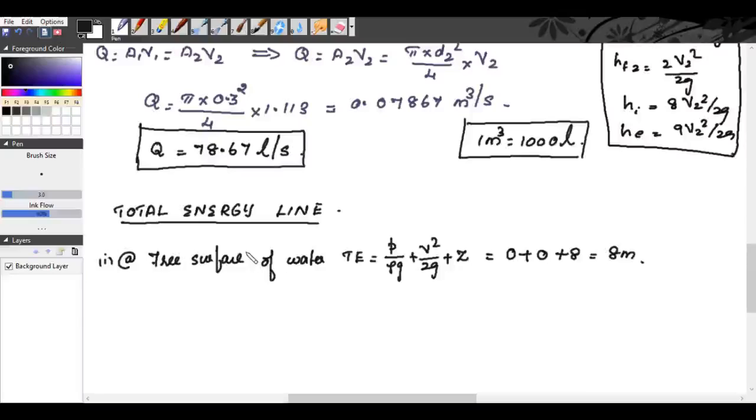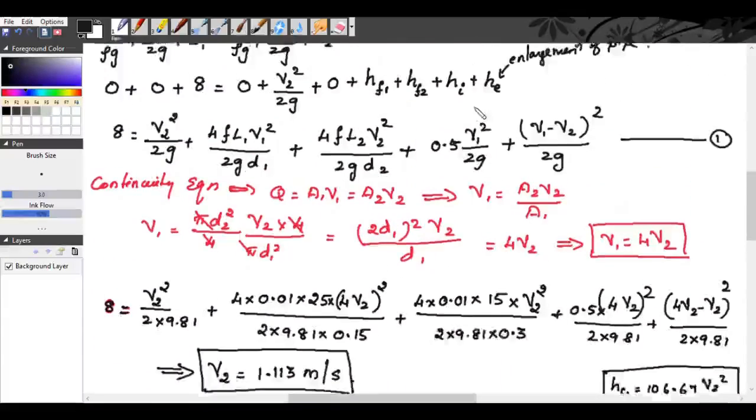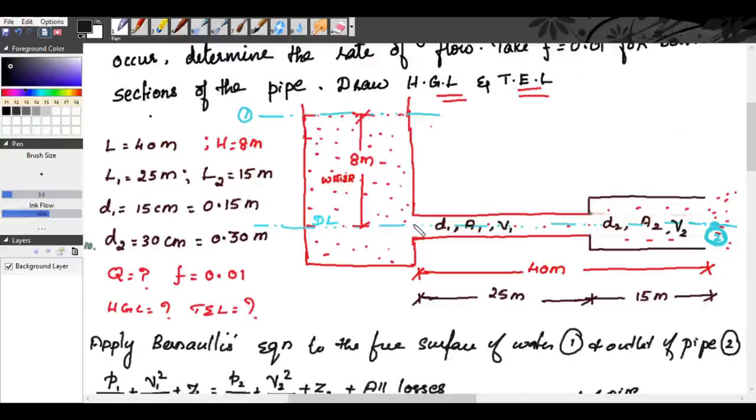Now let us take the point at the inlet of pipe 1. So at the inlet of pipe 1, there are losses, right? So total energy line will be equal to P by rho G plus V square by 2G plus Z plus losses at the inlet of pipe 1. So now we are choosing this point, at the inlet of pipe.